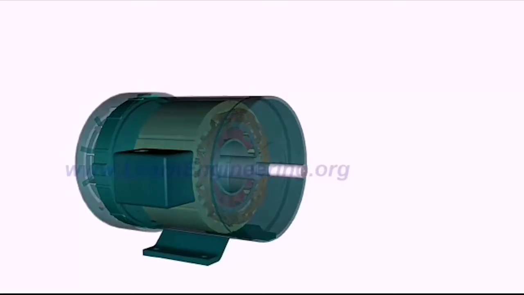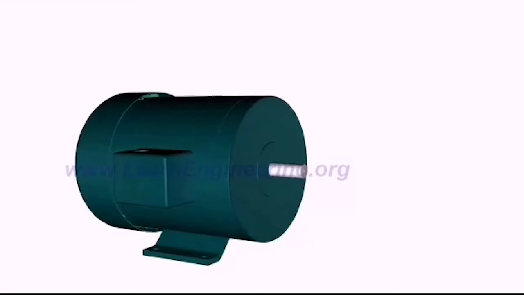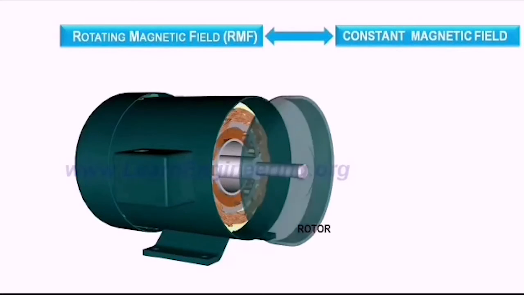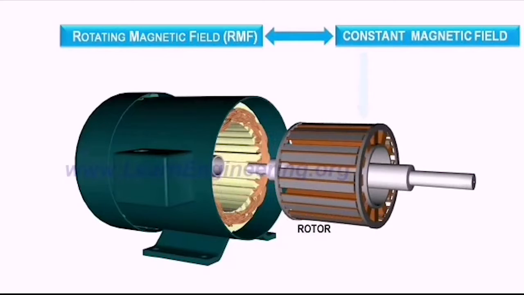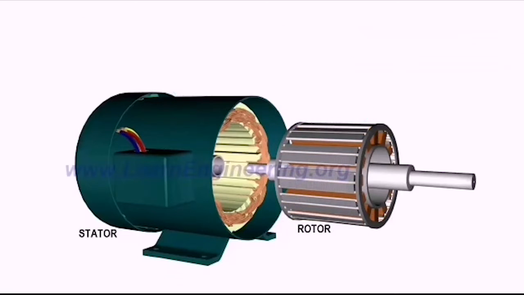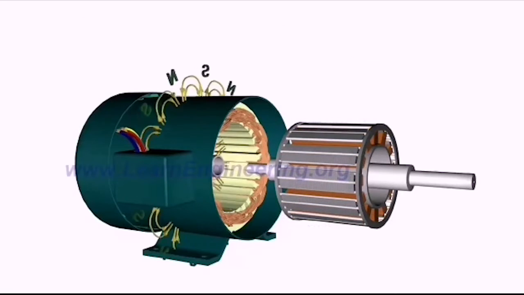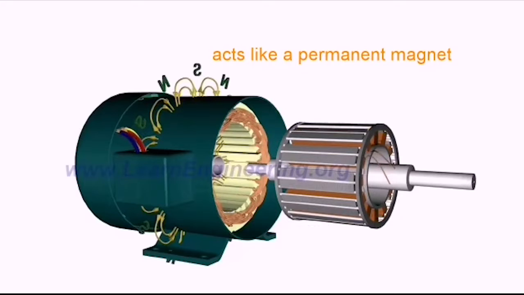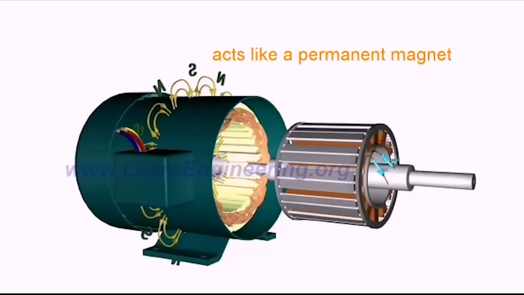The constant speed characteristic is achieved by interaction between a constant and a rotating magnetic field. The rotor of a synchronous motor produces a constant magnetic field and the stator produces a revolving magnetic field. The field coil of the stator is excited by a three-phase AC supply. This will produce a revolving magnetic field which rotates at synchronous speed. The rotor is excited by a DC power supply, so it acts like a permanent magnet.